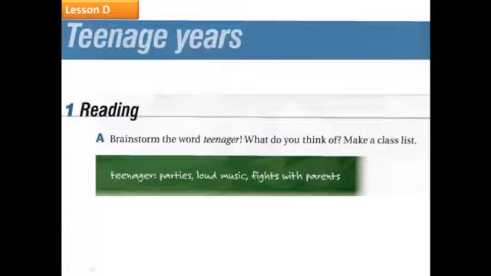Okay, lesson D. The title of lesson D is teenage years. Do you know what's the meaning of teenage years? Teenage years means the youth years, or the period of adolescence. Okay? Now, by the way, lesson D is the last lesson of Unit 5. This is the last lesson of Unit 5, okay?